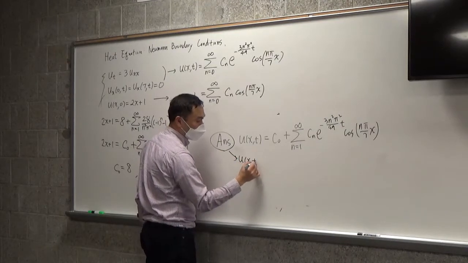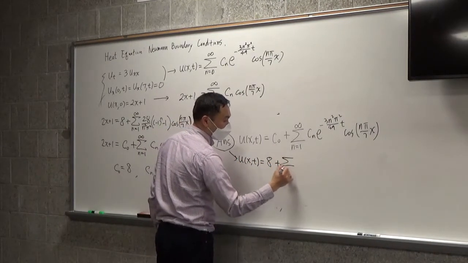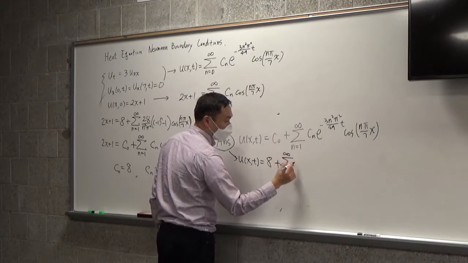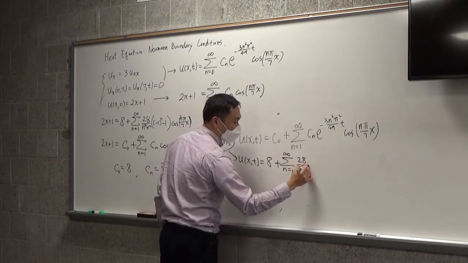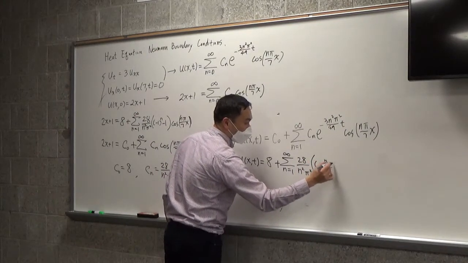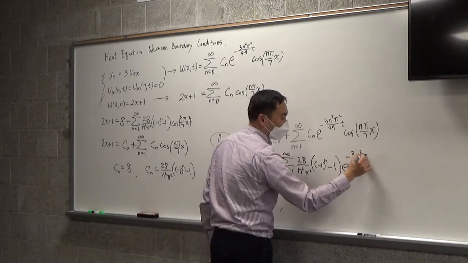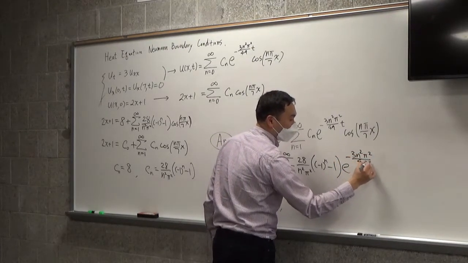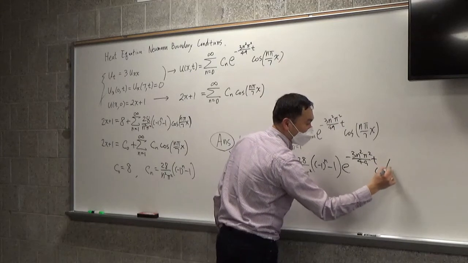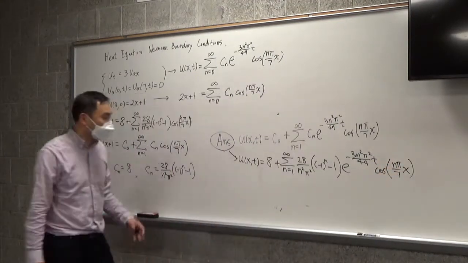u(x,t) would then be 8 plus summation n equals to 1 through infinity of 28 over n squared pi squared, negative 1 to the nth power minus 1, e to the negative 3 n squared pi squared over 49t, cosine n pi over 7x. So that's the final answer.